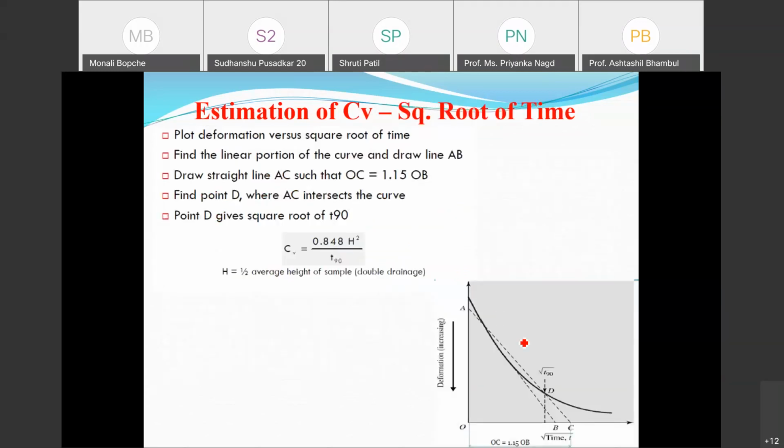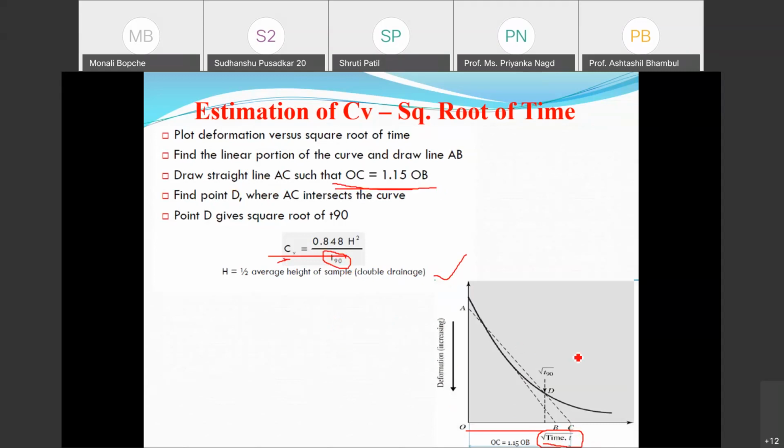There is another method for the coefficient of consolidation, that is the square root of time method. On the x-axis I have the square root of time, that is, how much time is required to consolidate, and on the y-axis it is the e value. What I require here for getting Cv in this equation is T90, that is the time required for 90% consolidation. So I have to find that 90% consolidation, and here the principle used is this one.